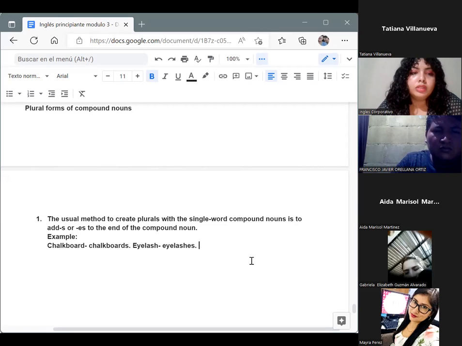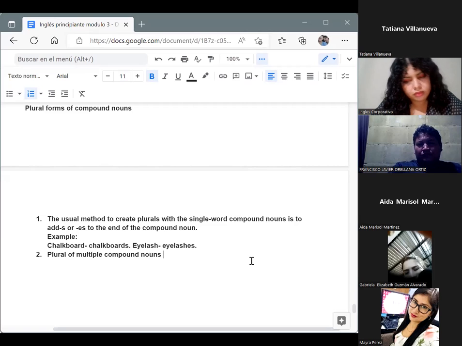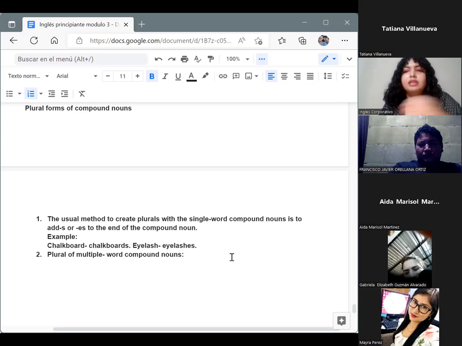Then we have plural for multiple word compound nouns. In this case, this type of compound noun gets more complicated. Sometimes these words stick to the rules, and all you need to do is make the last word plural, as in wedding planners or soft drinks.